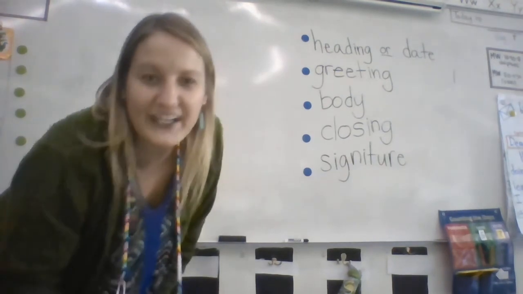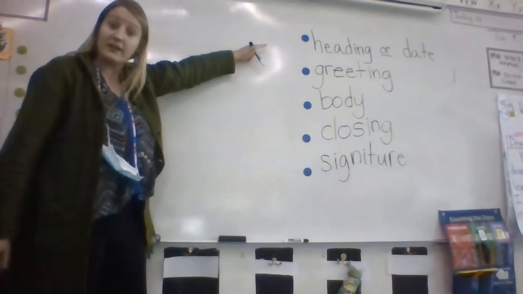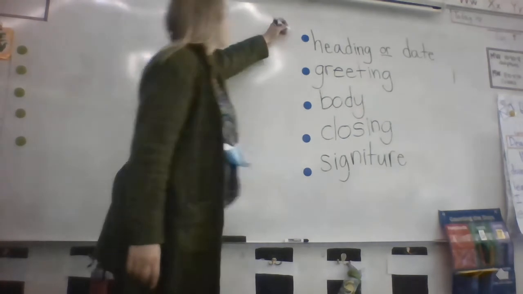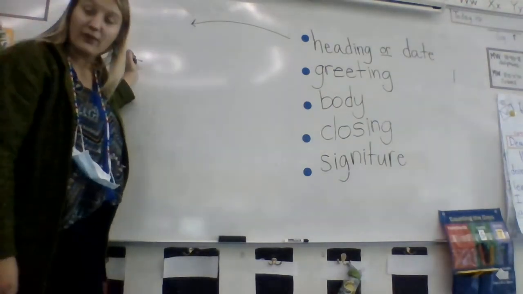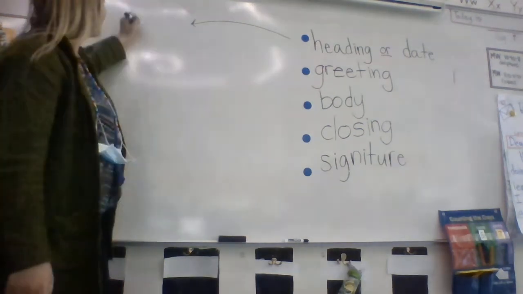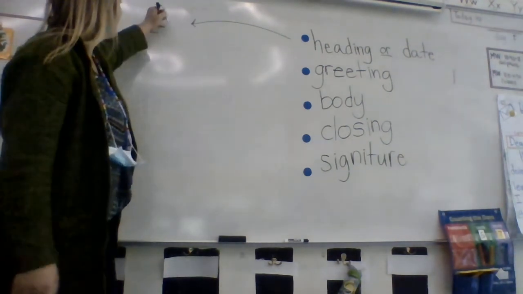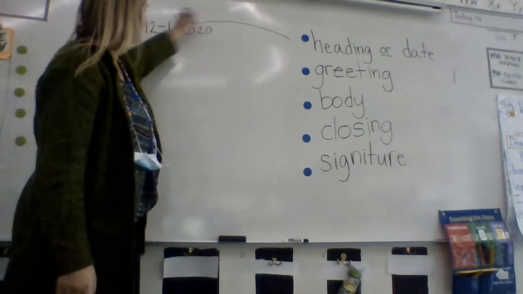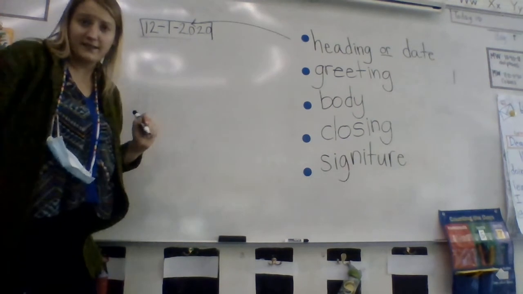Okie dokie, here we go. So with our heading and our date, that's pretty clear because we have to write the day that we wrote our letter. So for our heading and our date, it will always be the date that we wrote the letter. Today is December 1st, so we could write it like that. 12 is for December, 1 in 2020 could be a way to write our date.